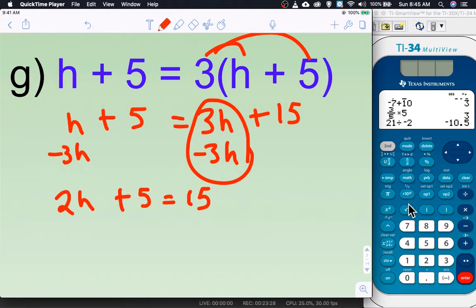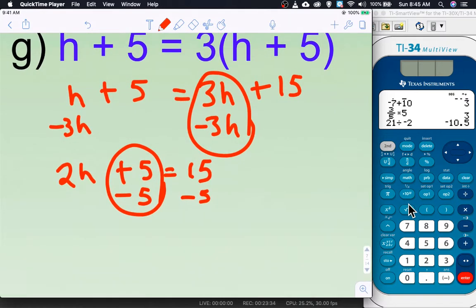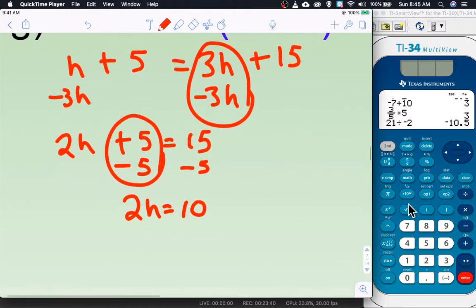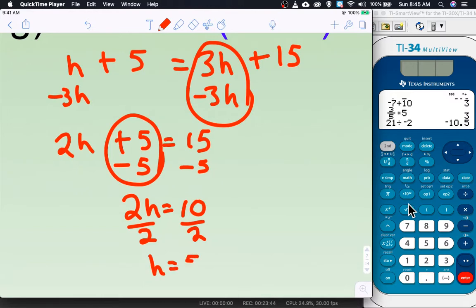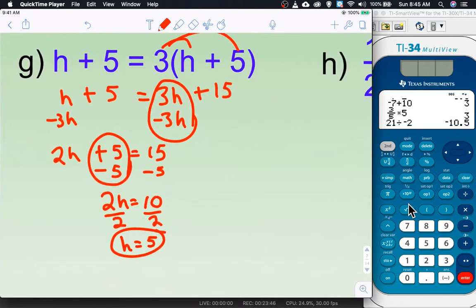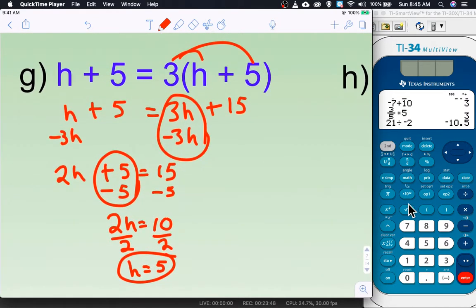To continue solving our equation, I'm going to subtract 5 on both sides to cancel out that plus 5. 2h equals 10. And then finally, last step, divide by 2 on both sides, and h equals 5. So there's the whole letter G.